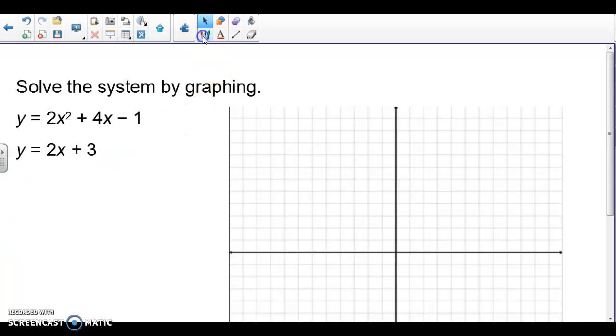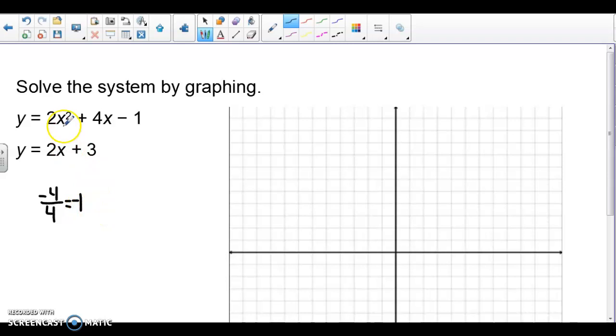If I was going to solve this by graphing, remember how to graph a quadratic function? Well, we would start off by finding the vertex, right? To find the vertex of this function, we first have to find the x value. Do you remember how to find the x value? It's negative b over 2a, right? Negative b over 2a. 2 times 2 is 4. So the x value of my vertex is negative 1.